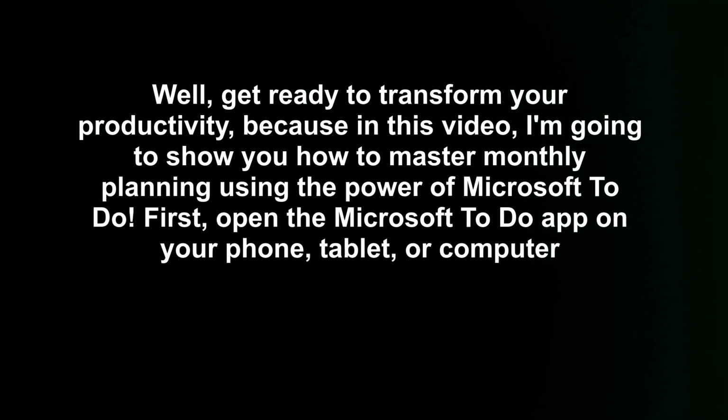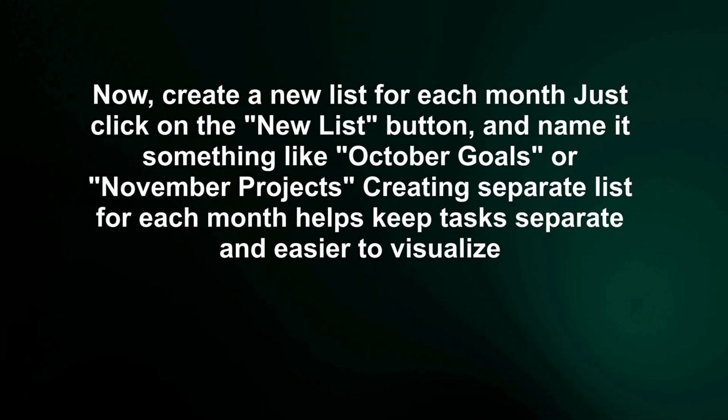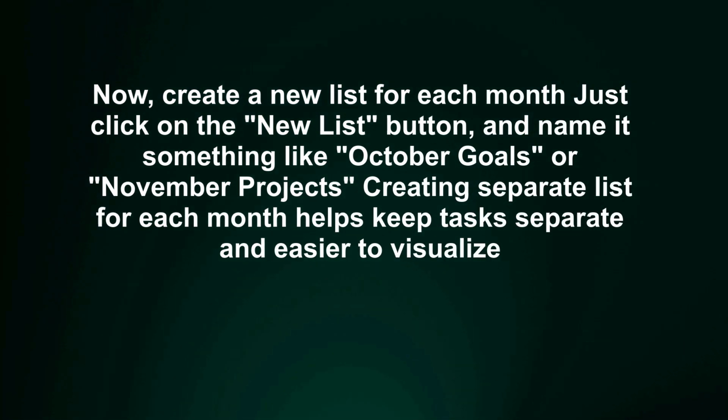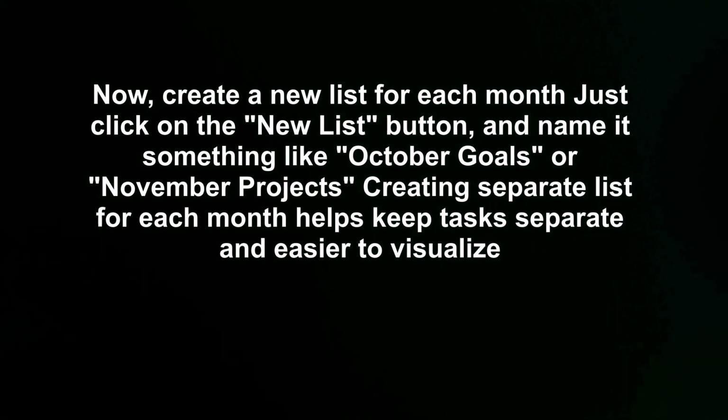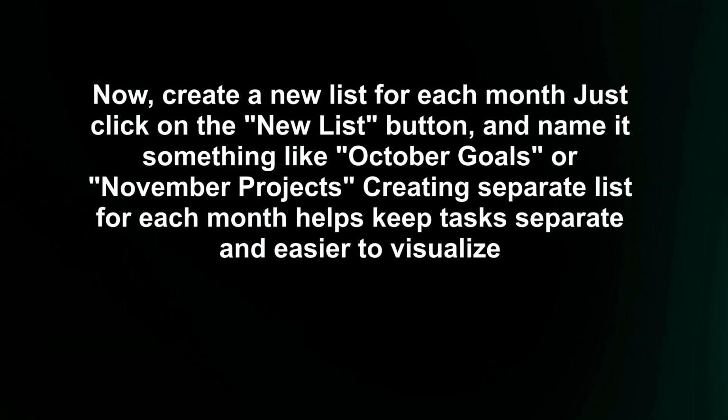First, open the Microsoft To Do app on your phone, tablet, or computer. Now, create a new list for each month. Just click on the New List button and name it something like October Goals or November Projects. Creating separate lists for each month helps keep tasks separate and easier to visualize.